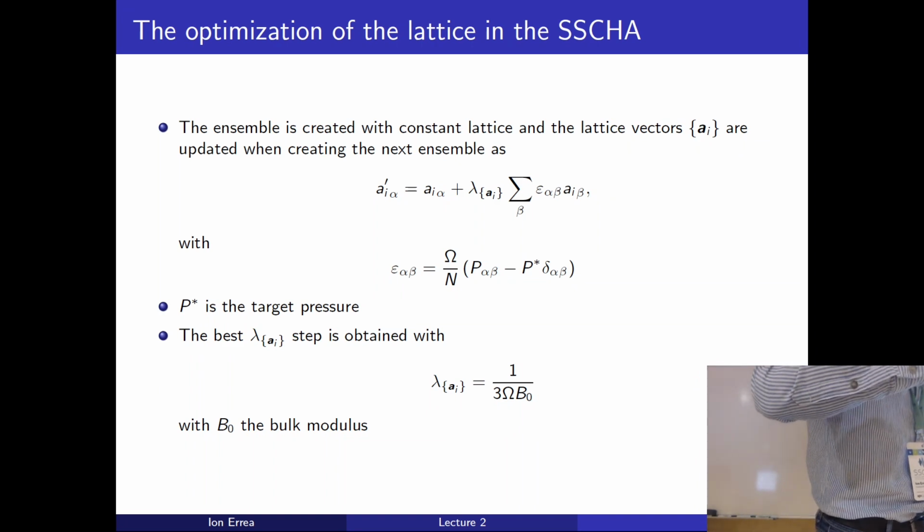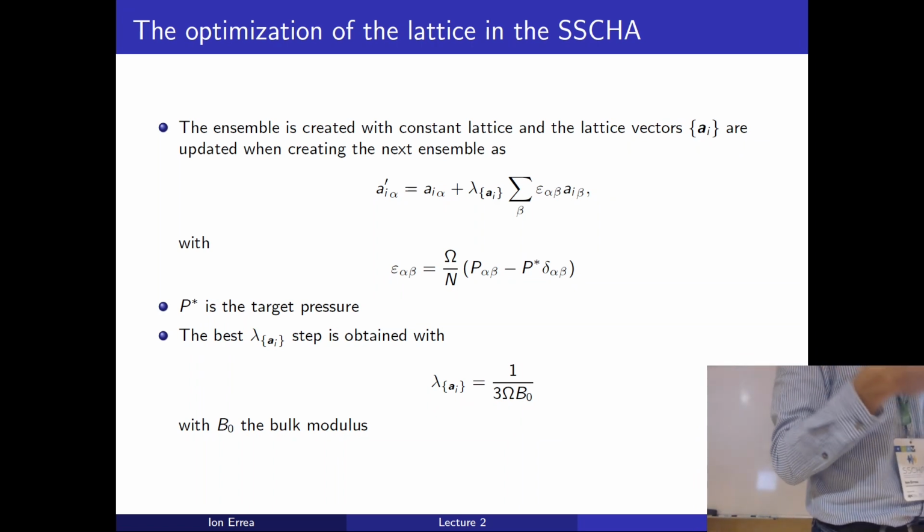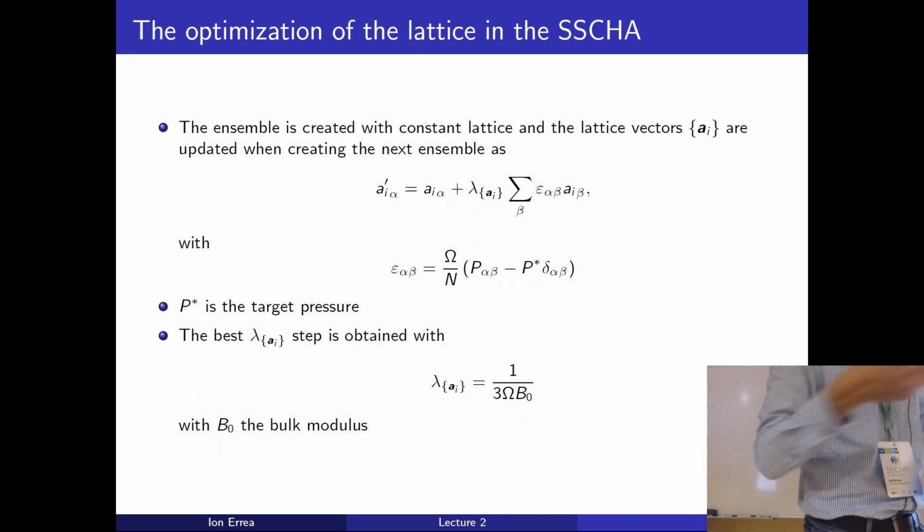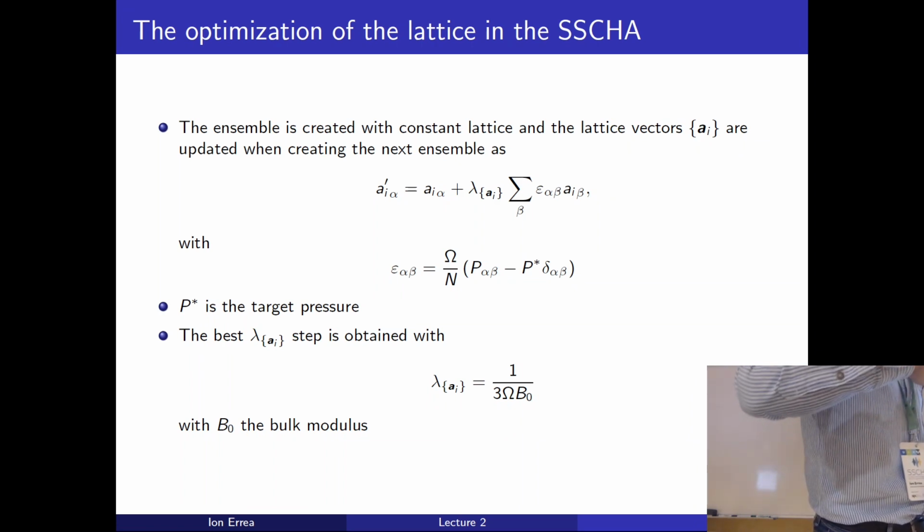This lambda is the step, which is best calculated in this way, where omega is the volume and we have the bulk modulus as a parameter. So it's better to know the bulk modulus beforehand. Maybe the classical bulk modulus, the standard one that is calculated normally, is already a good approximation, so you can have a good approximation of the step. In that way, the SSCHA will also relax the lattice parameters.